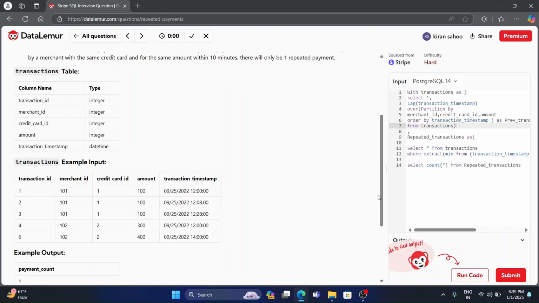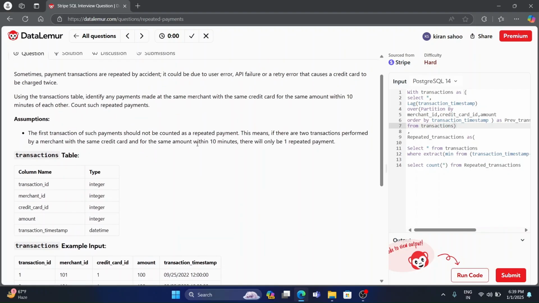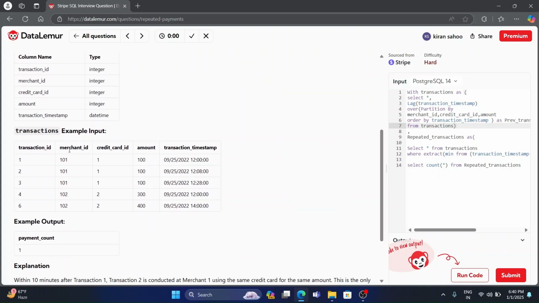We need to identify any payment that is repeated, and this is the assumption given to us. The first transaction of such a payment shouldn't be counted as a repeated payment. This means if there are two transactions performed by the merchant with the same credit card for the same amount within 10 minutes, then there will be only one repeated payment. So in the criteria, first the merchant ID, the credit card ID and the amount should be the same. Then we need to check the interval between the two transaction timestamps. This should be within 10 minutes.